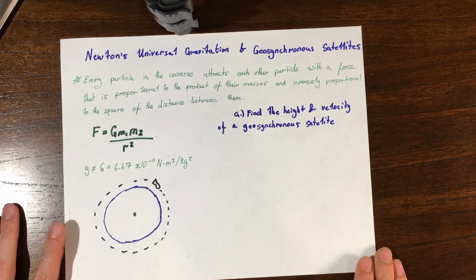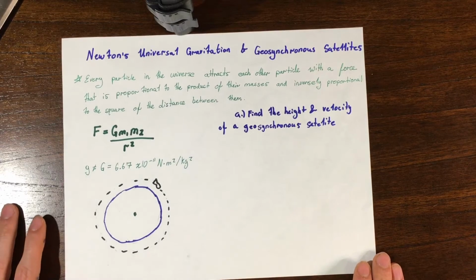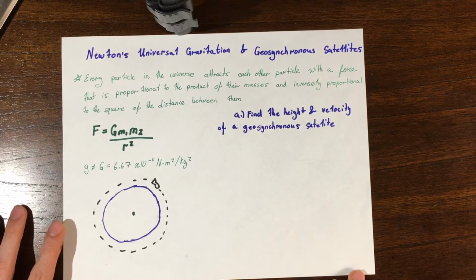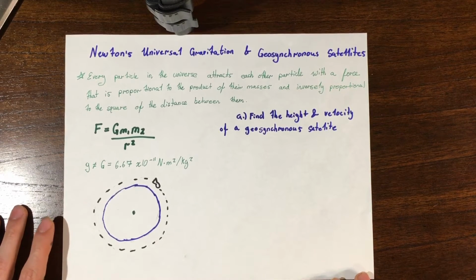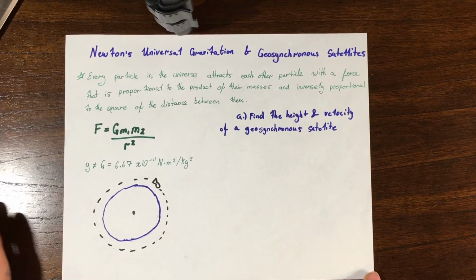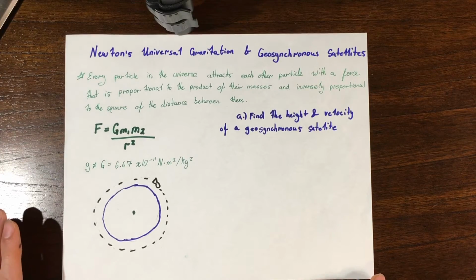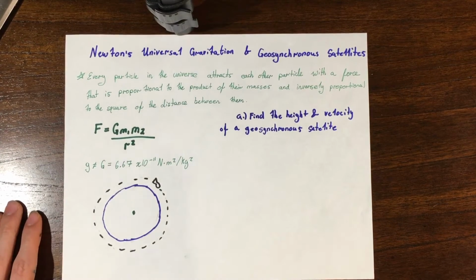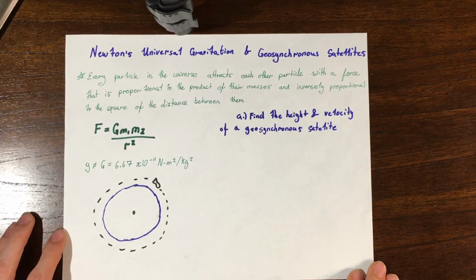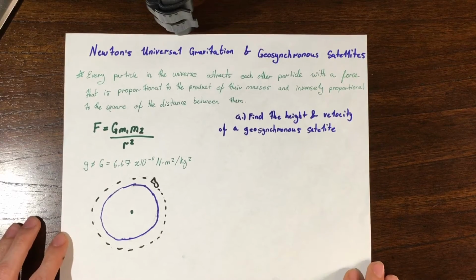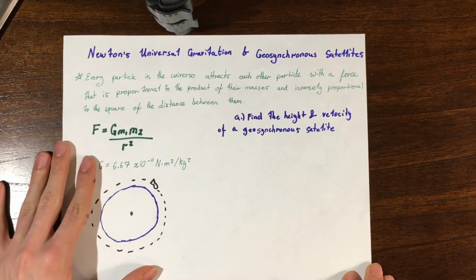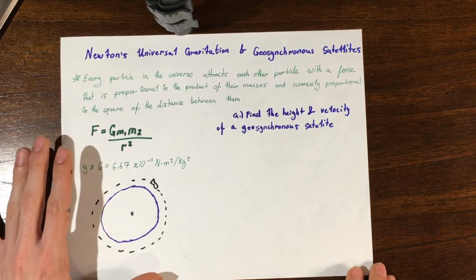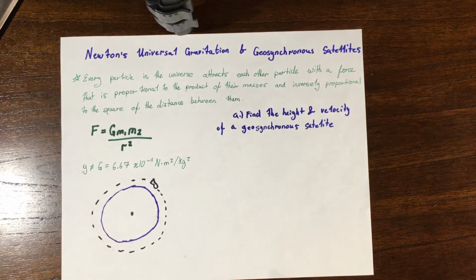Okay, so now we're going to apply this to our idea of centripetal acceleration and find the acceleration, the velocity and the height of a geosynchronous satellite. We're going to do the same exact thing that we were doing in the previous sections of this unit. So imagine that we have a fish-looking satellite orbiting the Earth in a perfect circle, and this is geosynchronous.